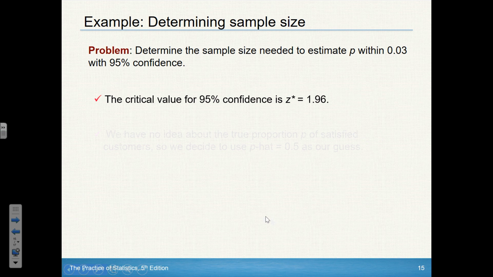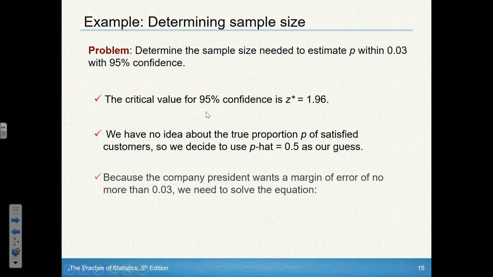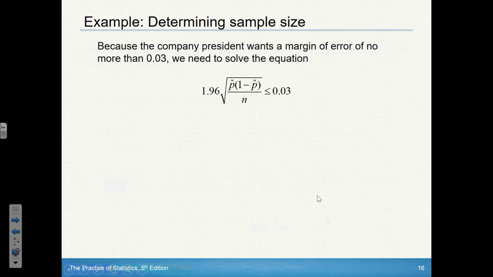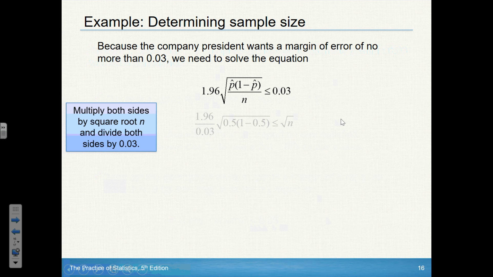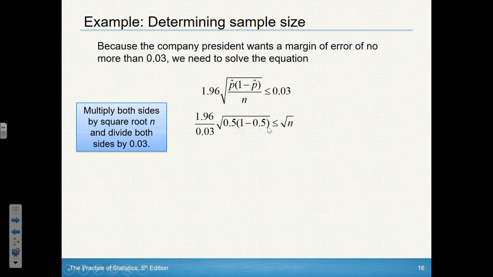So let's go ahead and plug in what we know. All right. Critical value, 1.96. Don't have a p hat, so use 0.5. And the margin of error is 0.03. So we say the margin of error has to be less than 0.03. So we plug in what we know. Here's our 0.5 value.